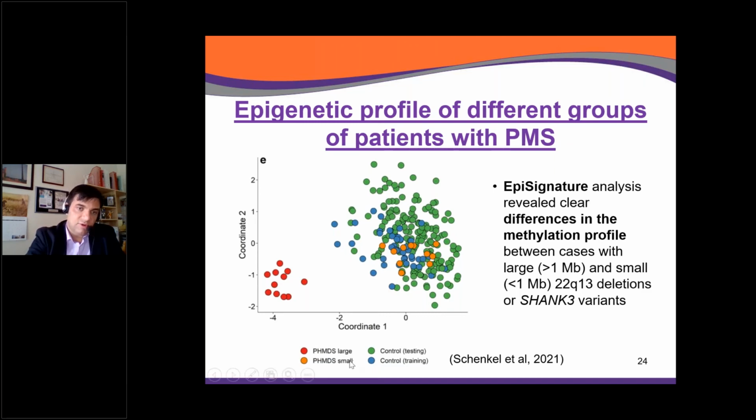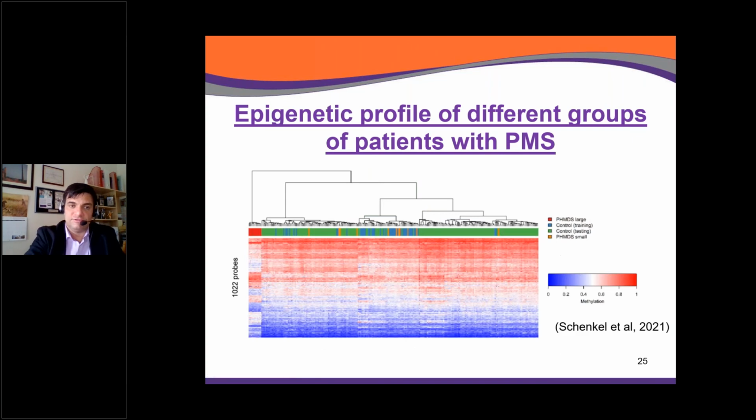So the small PMS group really did not present with epigenetic features, so with methylation profile features, that allowed us to sort them out from controls. On the other hand, the large deletion group was very different, was extremely different. And we can see that also from this other picture, where you can see the clusters, still based on their methylation profile.